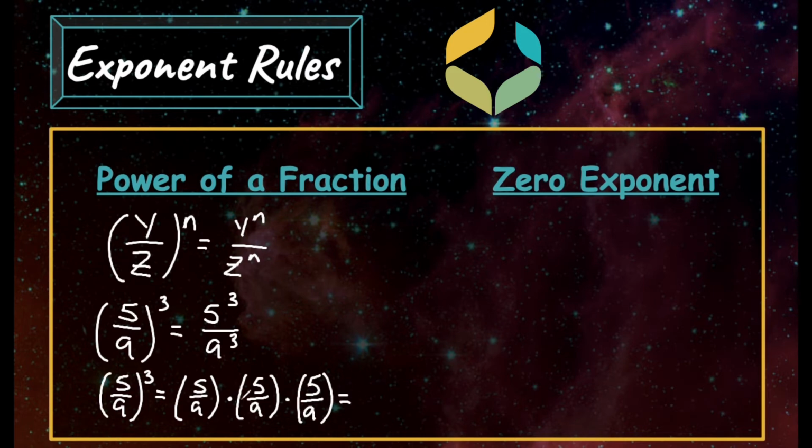And when we're multiplying fractions, we multiply all the top numbers together. There's 3 5's multiplying, so that's 5 to the third power. And on the bottom, there's 3 9's multiplying together. So that'll be 9 to the third power.